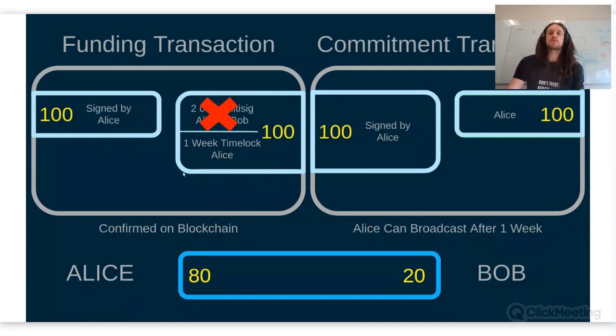Now, the time lock also means there's another constraint here: the channel can only stay open for 1 week. Bob is going to need to close his end of the channel within a week. Otherwise, Alice can claim the money. And you could, of course, set it to a longer time lock, but that's just the example we used here.